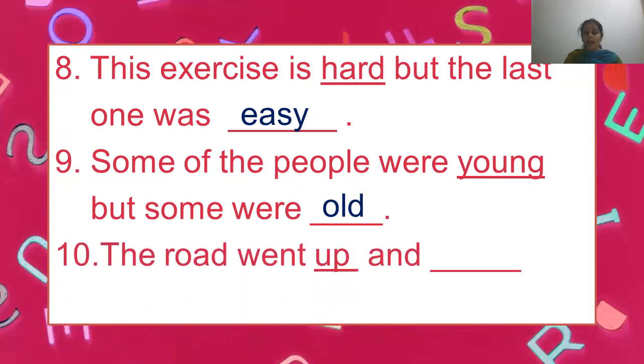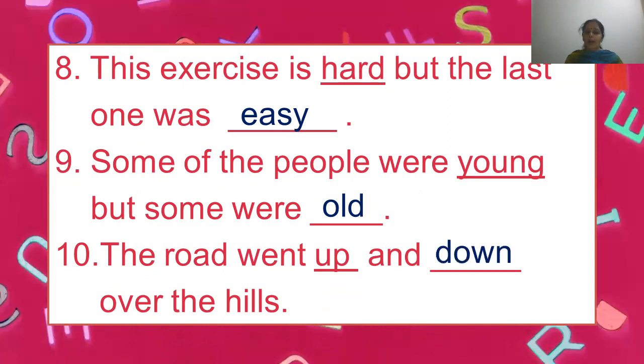The road went up and dash over the hills. What is the opposite of up? Very good. Down. Right. The road went up and down over the hills. Clear, children? I hope you all have followed everything here.